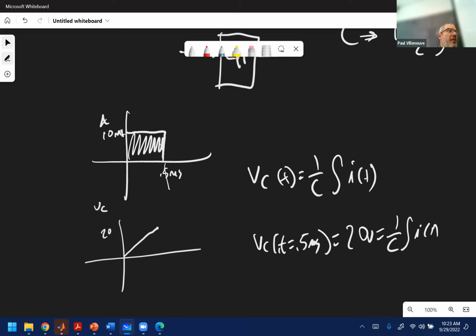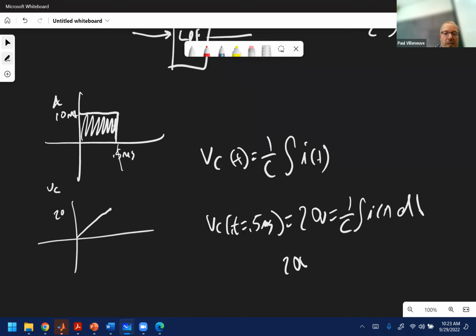How do I solve for the area under the current curve? It's just a rectangle. So it's 20 volts equals 1 over C, length times width. Solve for C. And that's the test. Questions? Nope.